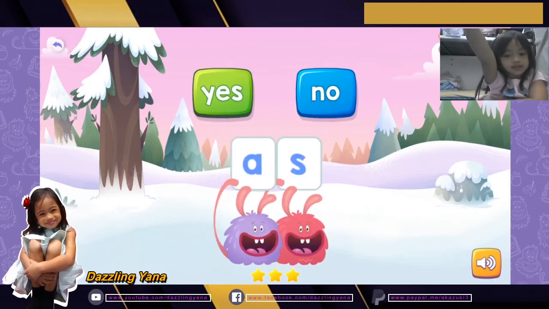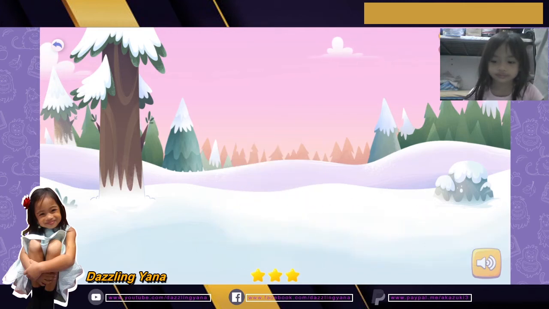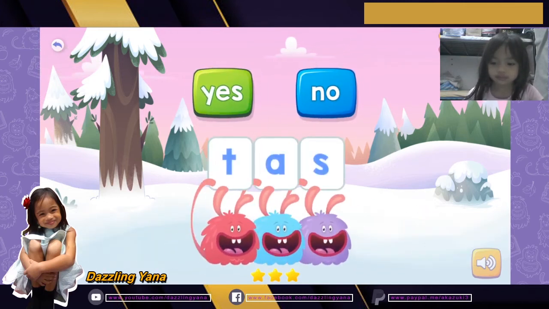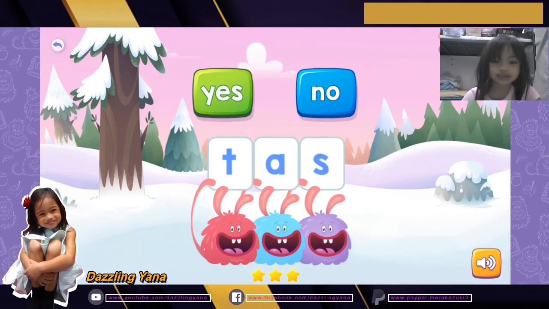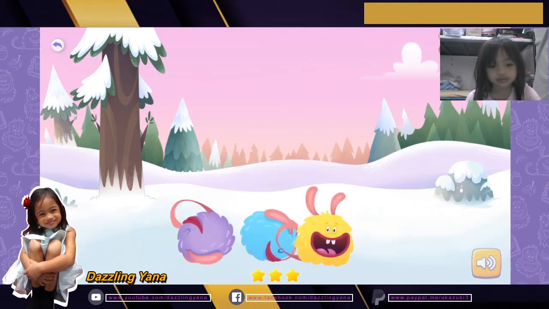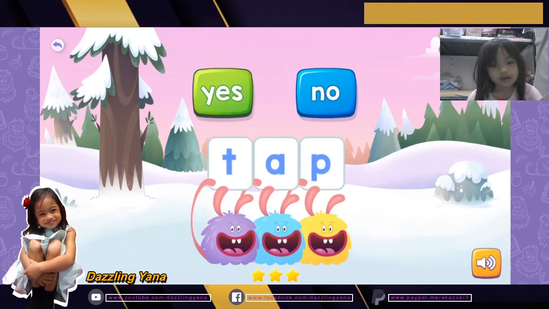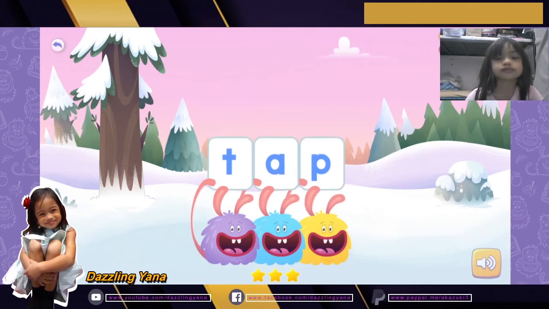Is this a real word? As. As. As is a real word. Is this a real word? T-ass. Tess. Tess is not a real word. Is this a real word? Tap is a real word.